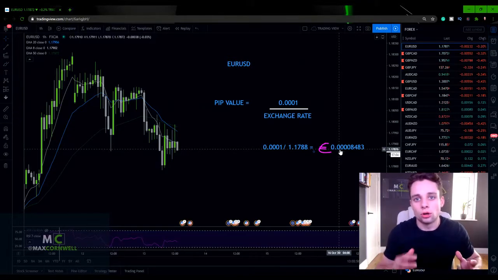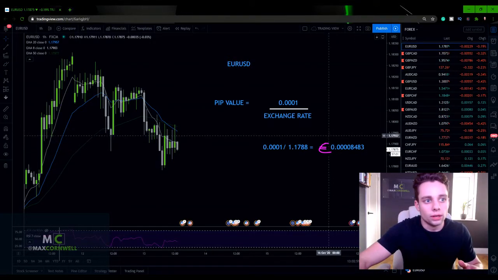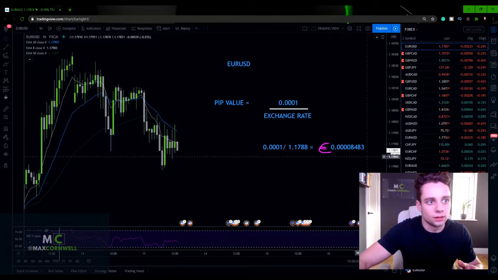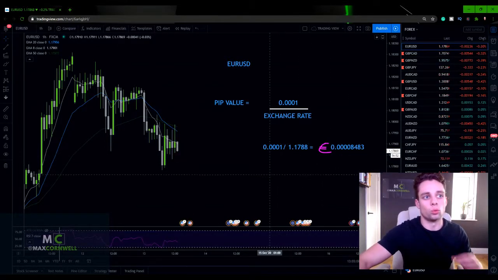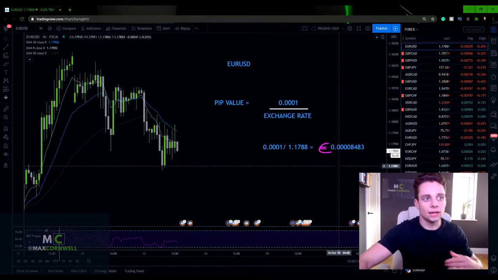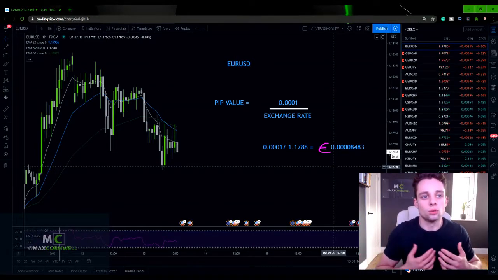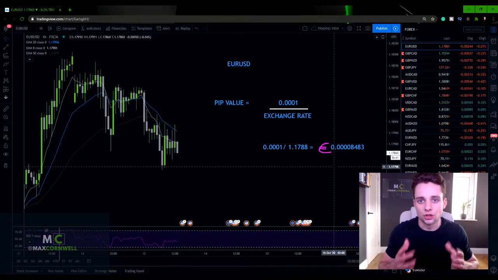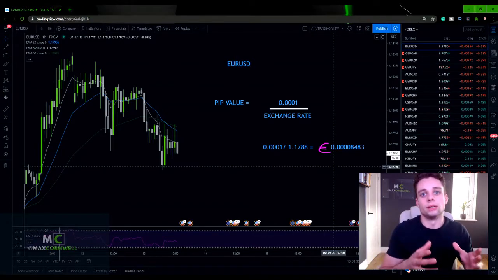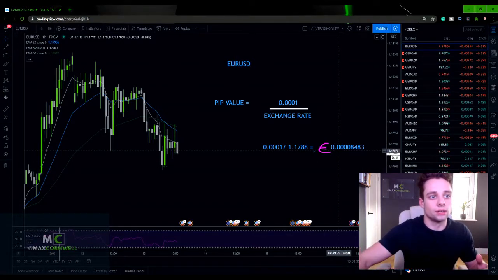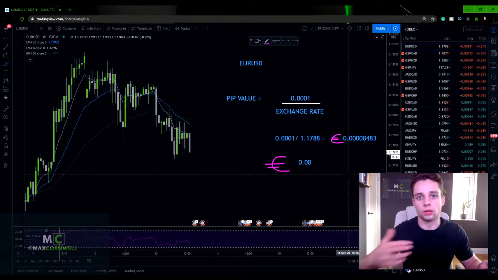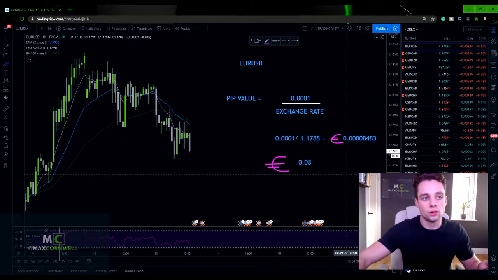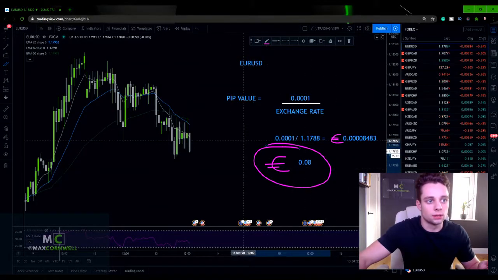If euro US dollar moves 1 pip, then that is effectively, at this exchange rate, how much we could make. So say we were to buy euro US dollar, and it goes up 1 pip, and then we sold it, we would make 0.000084. Now, there's an issue there. That number is tiny. Even if the market moved 1,000 pips, which is a massive move, then we'd only stand to make 8 cents.